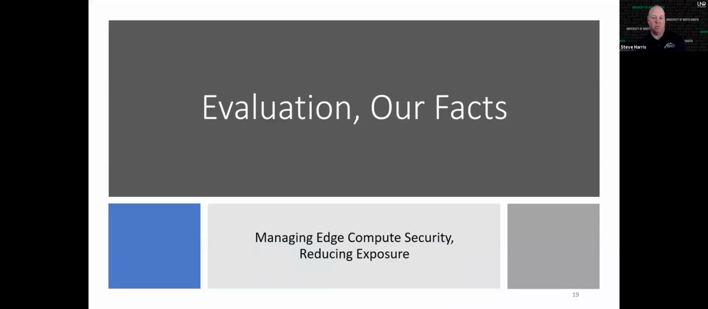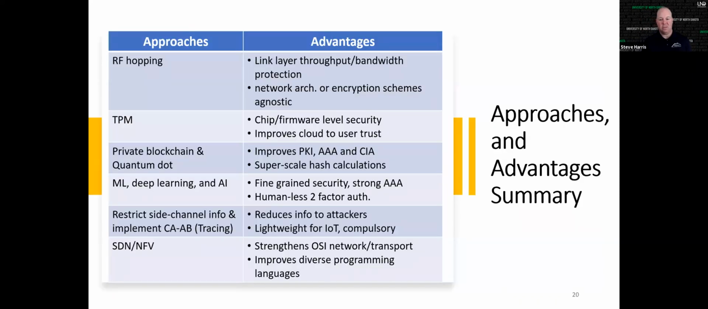Yep, and here we will present our evaluation and some of our facts. Not to dive into all the detail here, but we have several approaches on the left-hand side. We talked about RF hopping, TPM, private blockchains with quantum dot. We talked about machine learning, deep learning, and artificial intelligence, reducing side channel information, CAAB, and finally, SDN and NFV. So Keith's going to talk a little bit about the limits and challenges to some of these approaches.